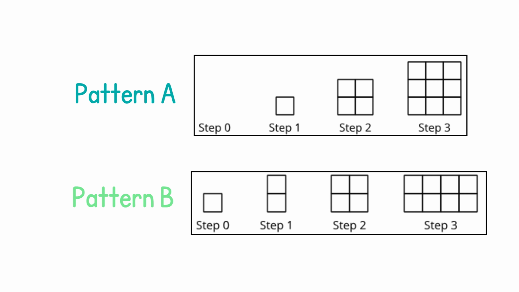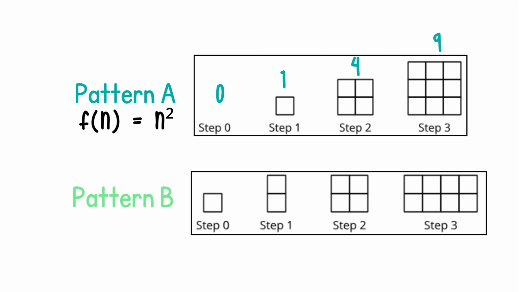In pattern A, we start with 0 squares, and then we go up to 1, and then 4, and 9. If we wanted to write this as a function to see how many squares we'll have after a certain step, we can write f of n is equal to n squared, because we just squared the step number that we're on.